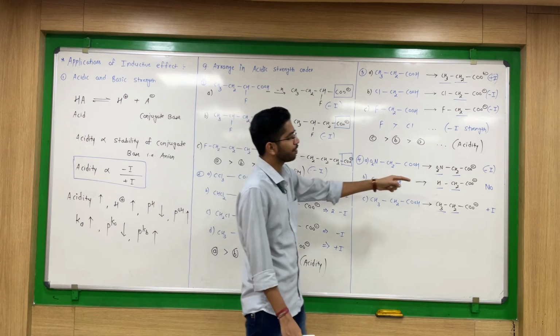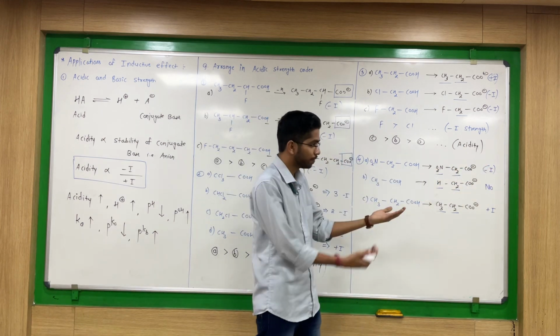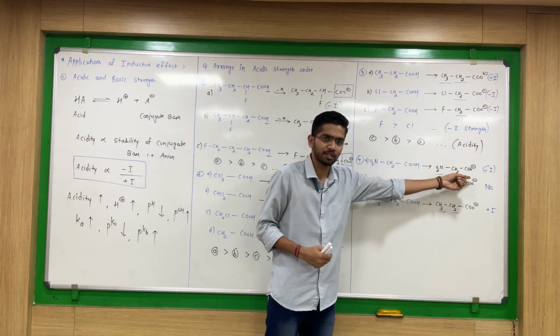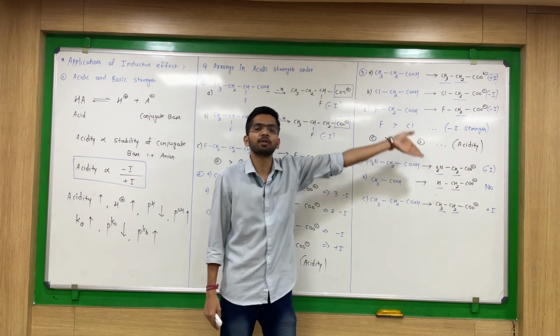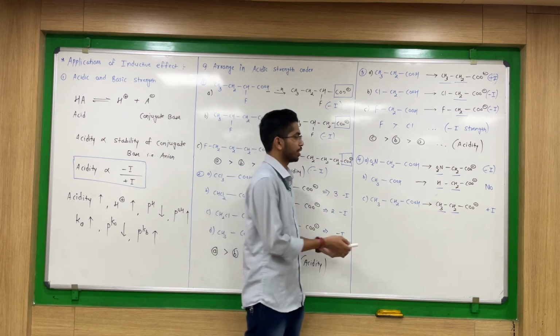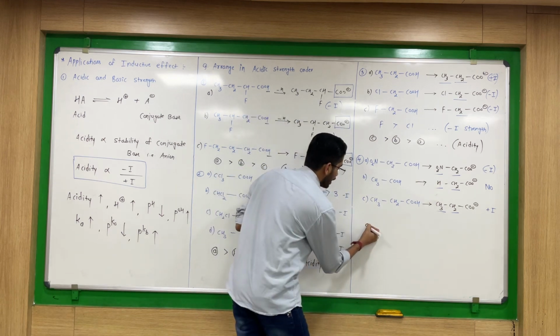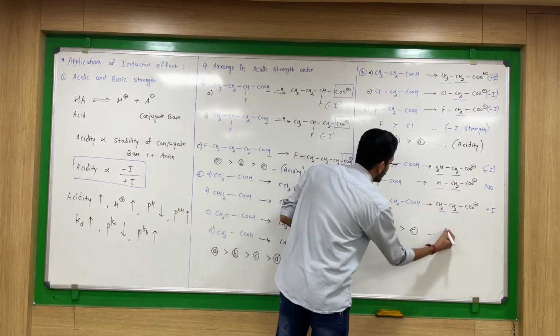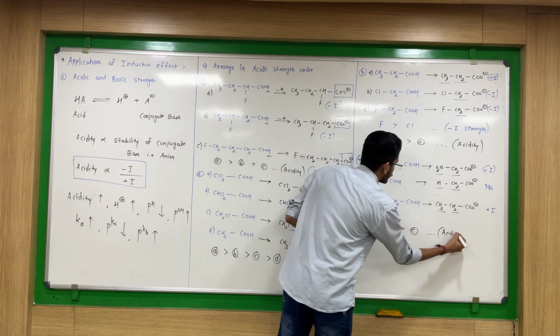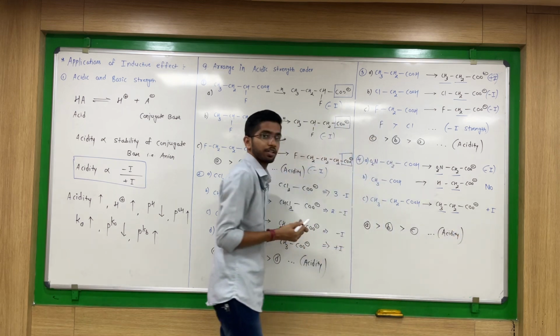If minus inductive effect is there, it will be more stable because it will pull the electron density on CO minus. If it is pulling electron density on CO minus, it will become more stable. If it becomes more stable, the acidity is more. So same thing I will write here again. What is the order? A, then B, and then C. Acidity order. Hope you understand this part.